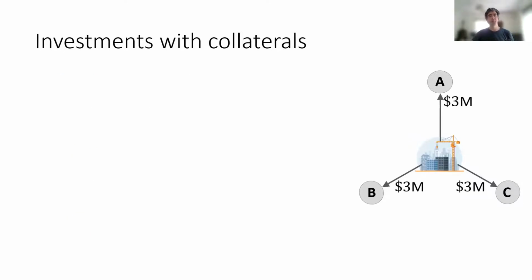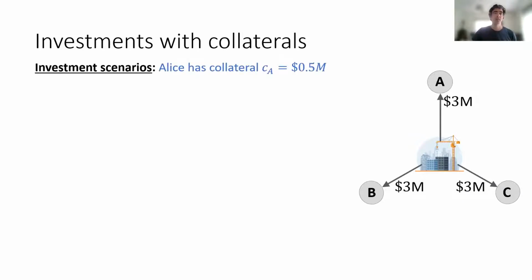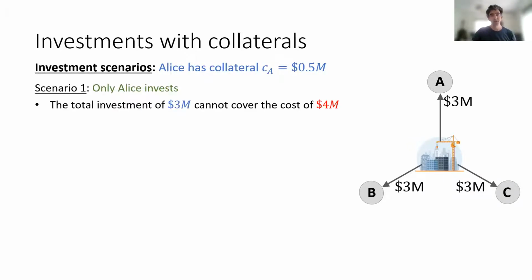So let's look at some investment scenarios now with collaterals. First, let's say that Alice has a collateral of $500,000. In our first scenario where she invests alone, still the investment doesn't cover the cost. So she has 0 returns from the enterprise. But her situation is a little bit better because she has a utility of $500,000 because she has this collateral.